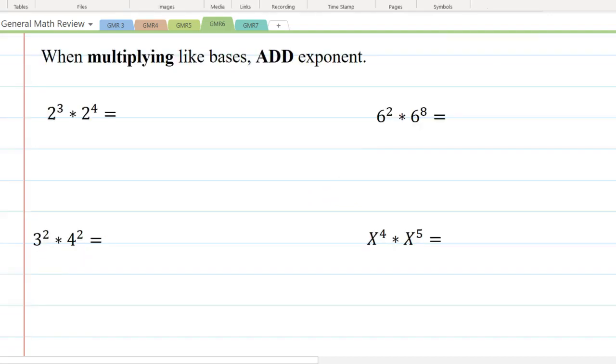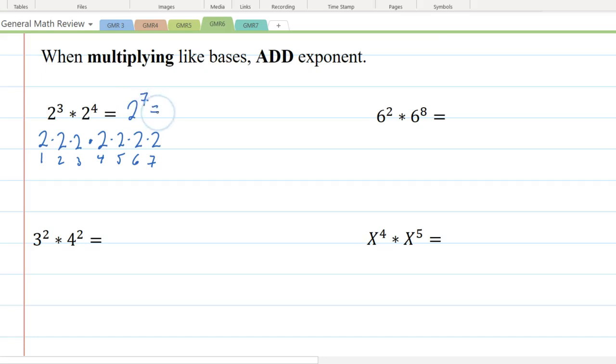Multiplying like bases, you add the exponents. If I have 2 cubed times 2 to the 4th, literally what that's saying is 2 times 2 times 2 times 2 times 2 times 2 times 2. Well, that's a lot of 2's. If we add them up, I have 1, 2, 3, 4, 5, 6, 7 2's. That's the same thing as saying 2 to the 7th power.